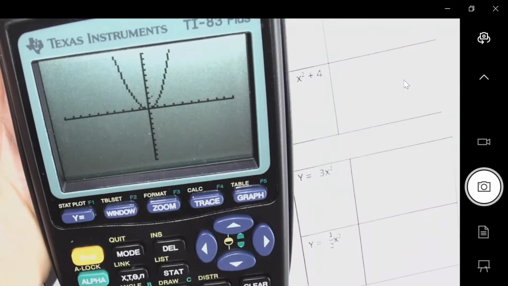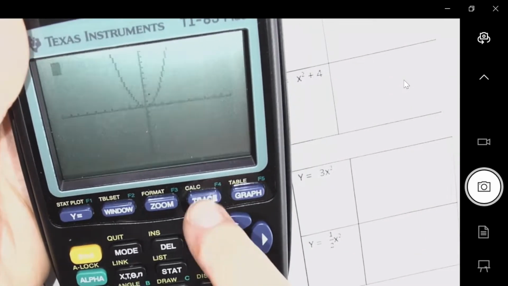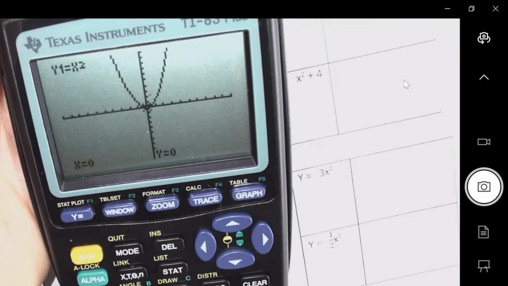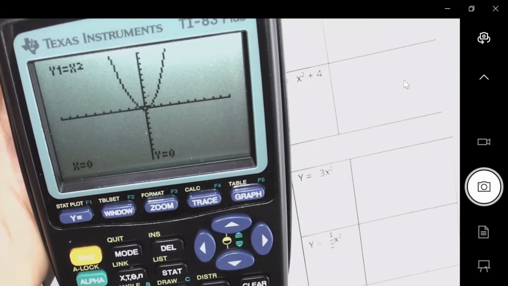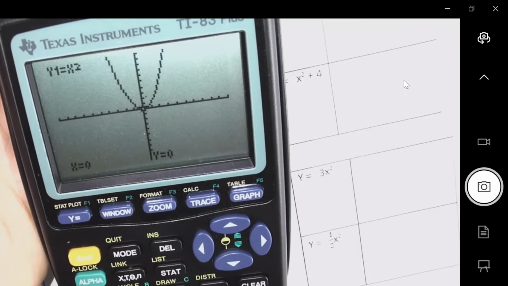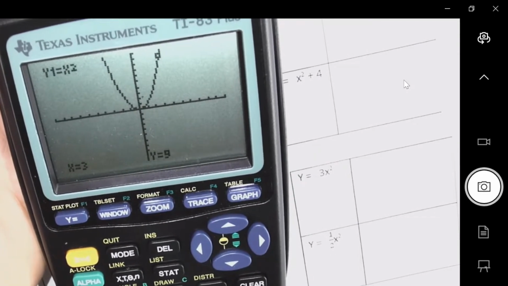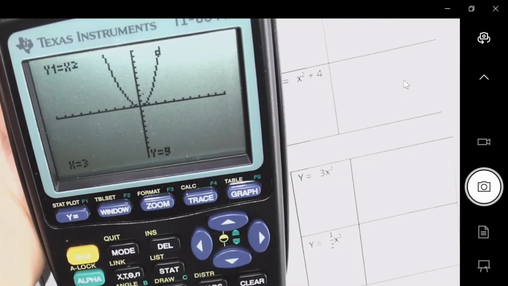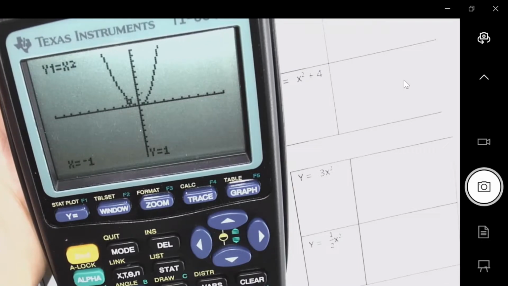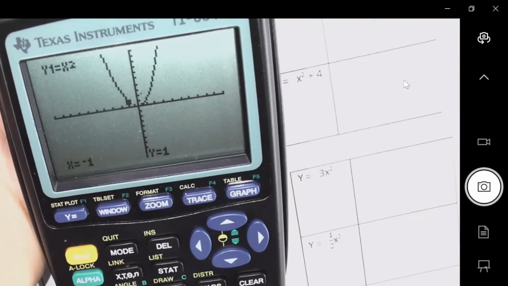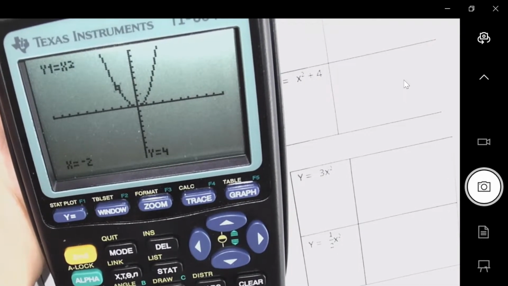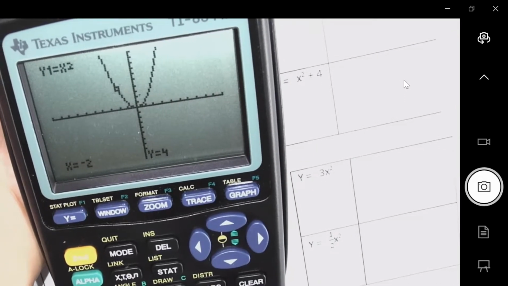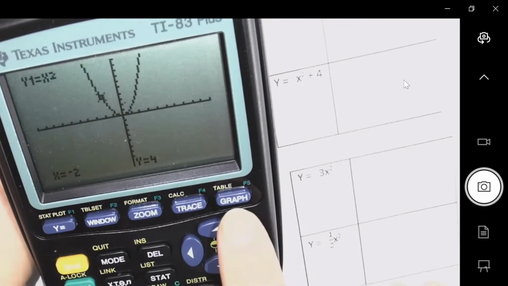Okay, so we just did 1, 1, we did 2, 4. Anybody wanna predict? 3, 9? Okay, and we could do the same on the other side, so like -1, there is my point. -2, there's my point.